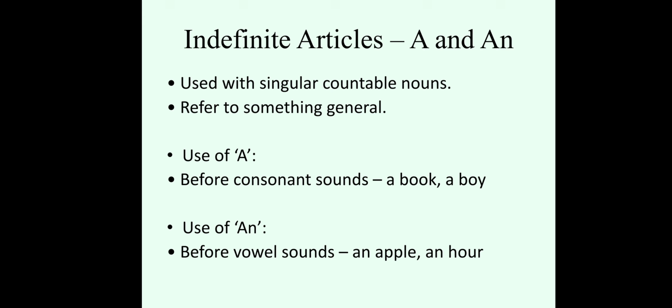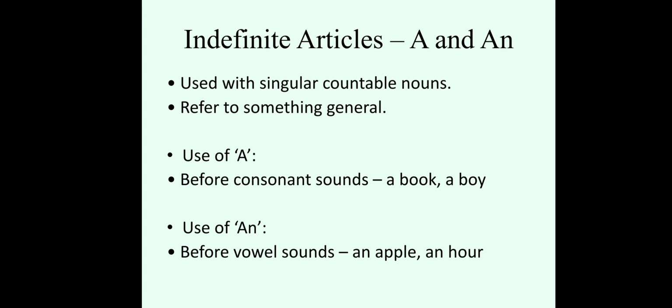So where we use a, first of all, let's talk about this. Before consonant sounds, whenever we are going to read any noun which is singular and general and having a consonant sound like book, b, then we use a before it because this has a consonant sound. A boy, b, again we use a before boy. A school, a car, a house, we use a before these general countable singular nouns.